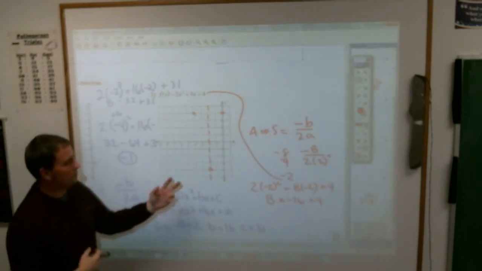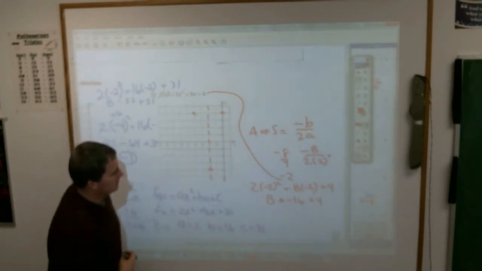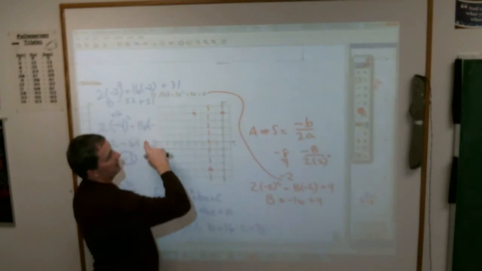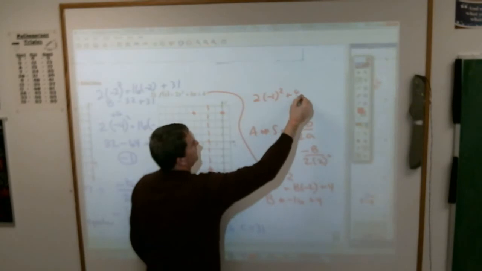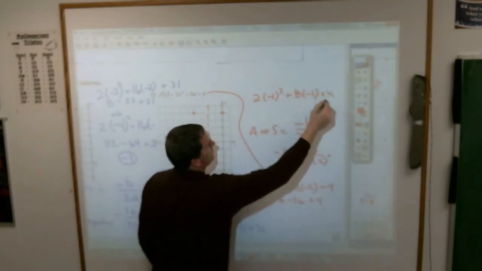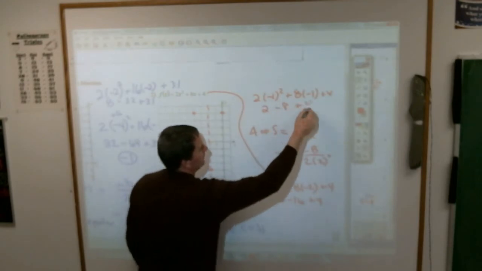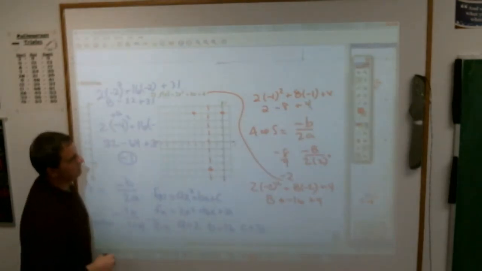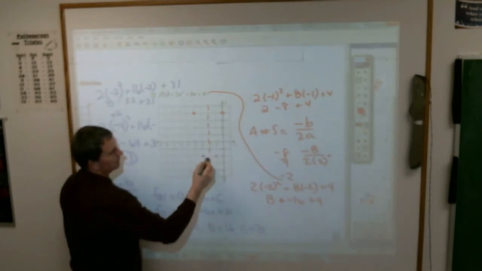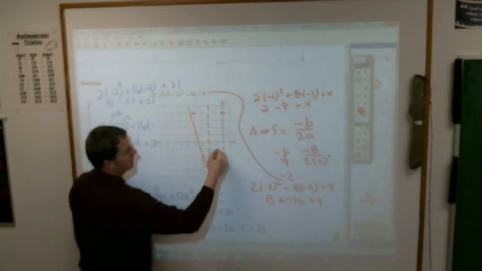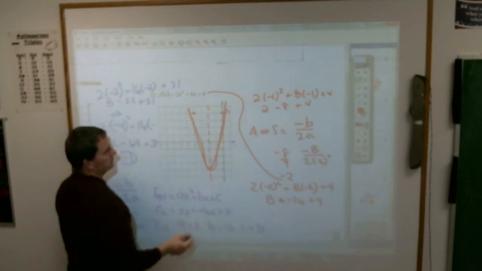Usually we like to get one more point somewhere here or here just to make it a little bit better. So I would put negative 1 into that equation. 2 times negative 1 squared plus 8 times negative 1 plus 4, which gives you what? 2 minus 8 plus 4. Anybody? Negative 2. So at negative 1, it's negative 2. Just put your dot on both sides. And ladies and gentlemen, there is a sketch of the parabola.